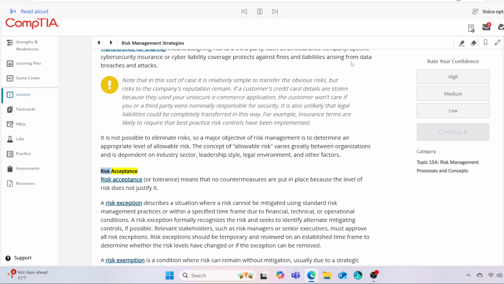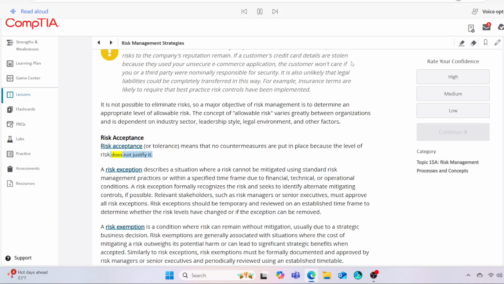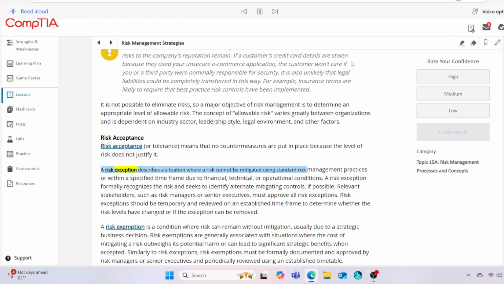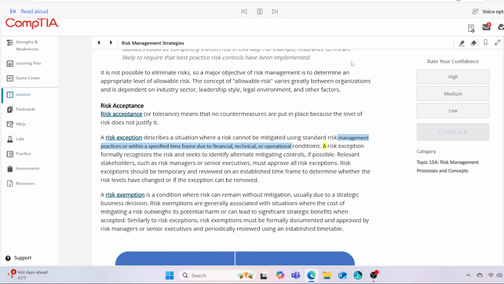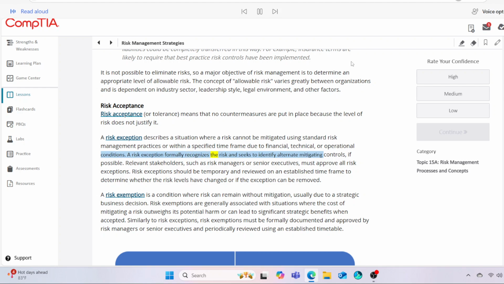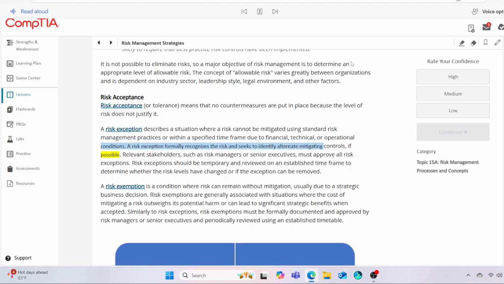Risk acceptance. Risk acceptance, or tolerance, means that no countermeasures are put in place because the level of risk does not justify it. A risk exception describes a situation where a risk cannot be mitigated using standard risk management practices or within a specified time frame due to financial, technical, or operational conditions. A risk exception formally recognizes the risk and seeks to identify alternate mitigating controls, if possible.